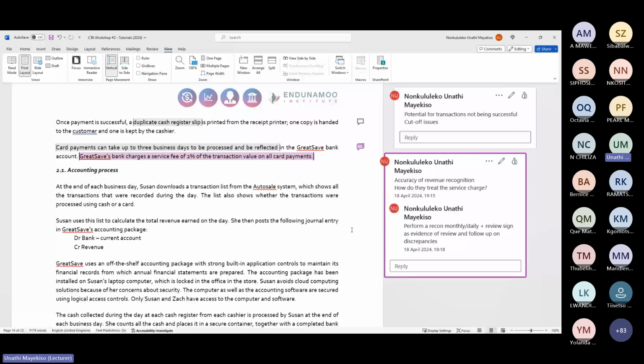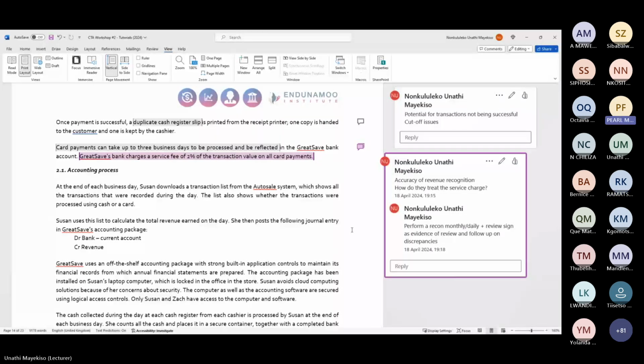Is it an audit risk or a business risk? It's a business risk. So that's why we're not concerned about it right now, because remember, we're looking at risk of material misstatement.